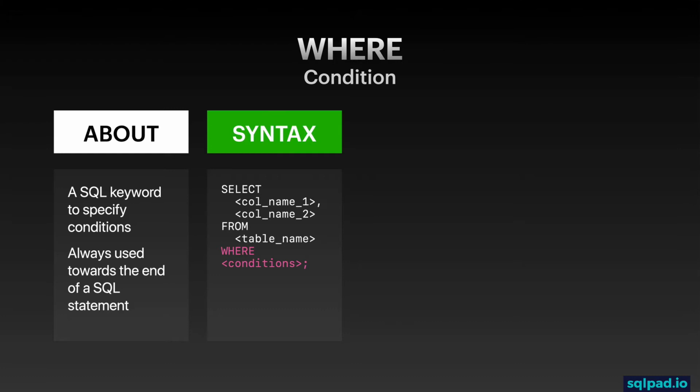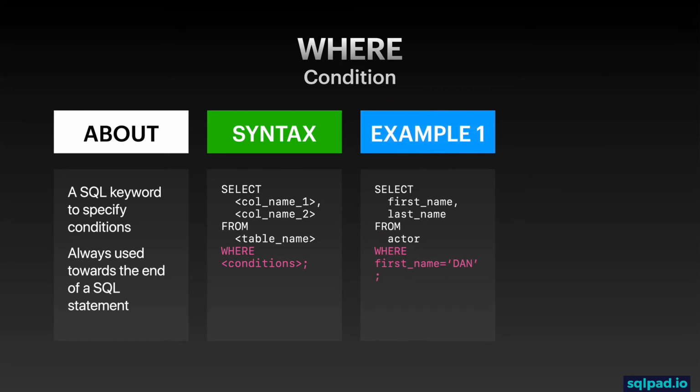So in here, I wanted to select a few different columns, and I wanted to add a where condition to specify which results I want to return. In this first example, I'm only interested to look at the records of all the actors whose first name is equal to Dan, and that's where this where clause comes in.